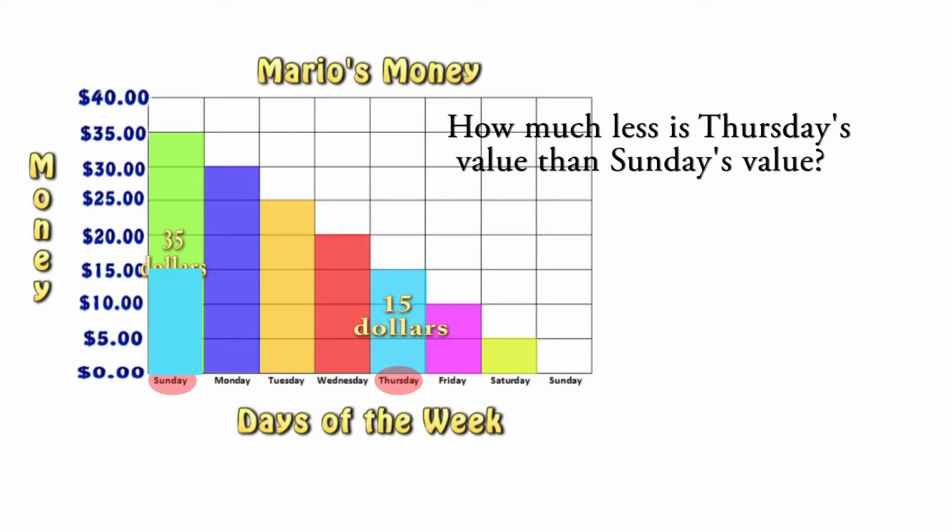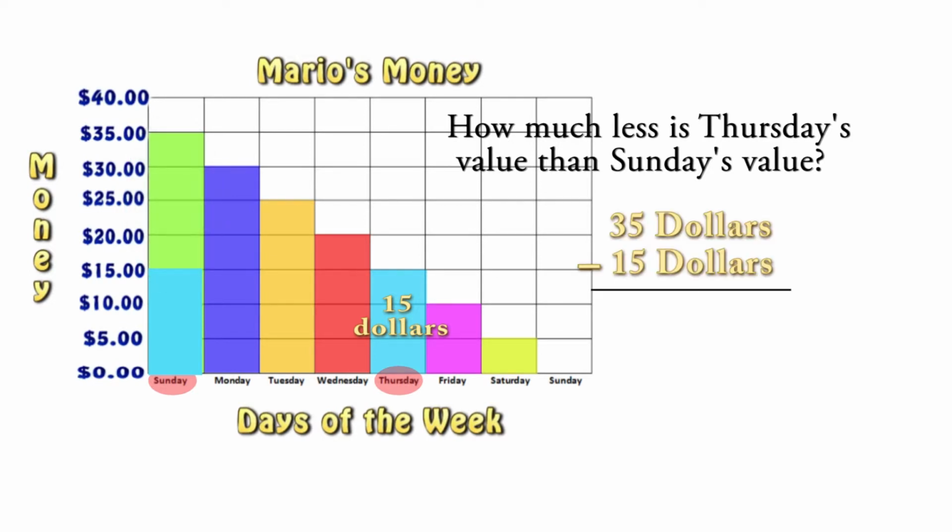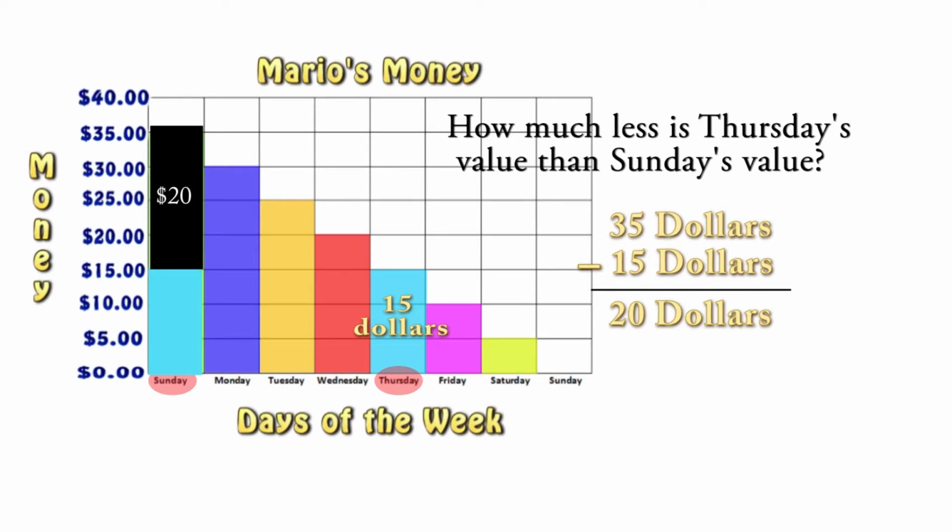So if I slide my $15 over onto the $35, the difference, or the difference in size, how much more, how much less, is how much is remaining, how much is still there after I take the 15 away. So if I take $15 away from $35, I see my difference is $20. So the amount of money on Thursday is $20 less than the amount Mario had on Sunday.